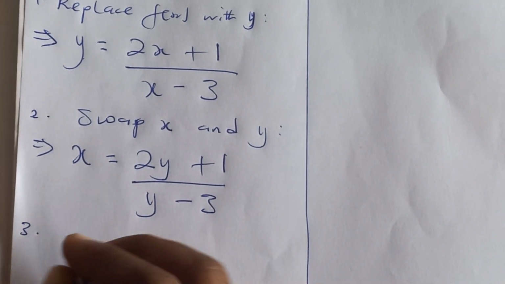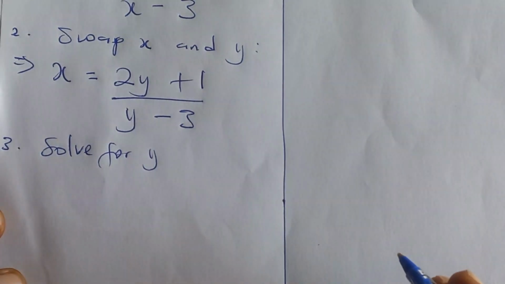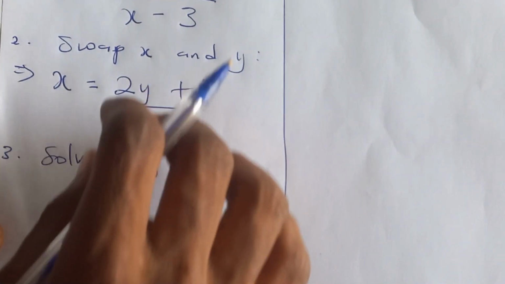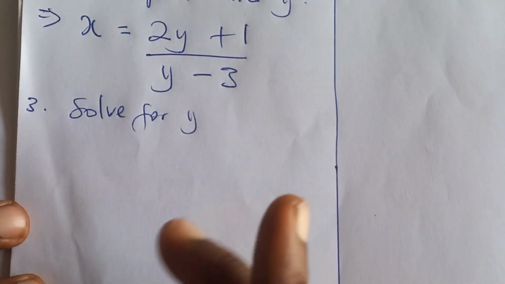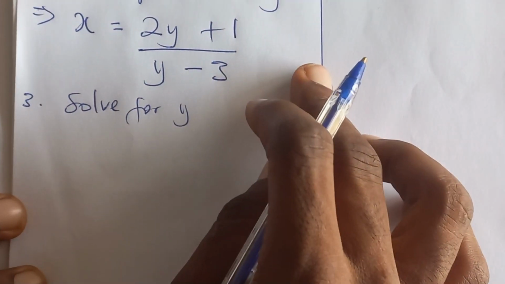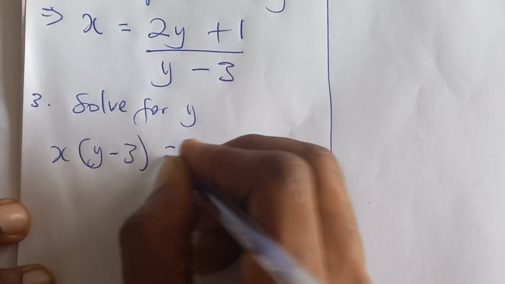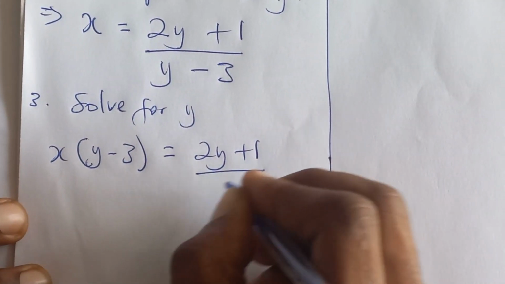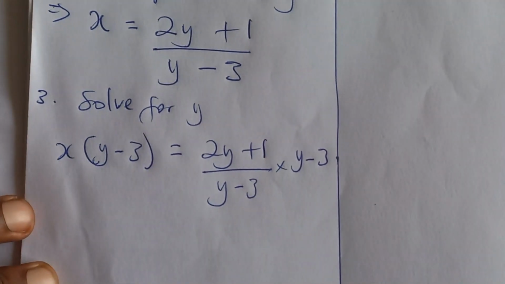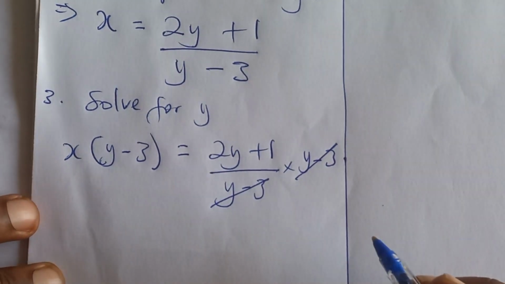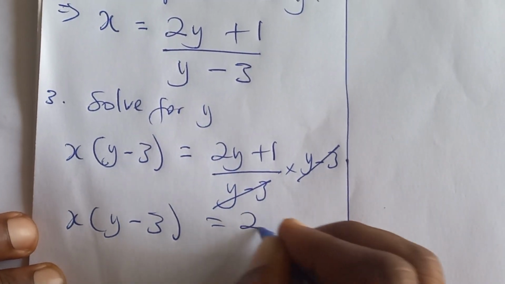The third step, we have to solve for y. It means that we have to make y the subject of this equation. So what we do is multiply both sides by y minus 3. So it's going to be x bracket y minus 3, which is equal to 2y plus 1 on y minus 3 multiplied by y minus 3. See? So this will cancel out this one, giving x into bracket y minus 3 is equal to 2y plus 1.